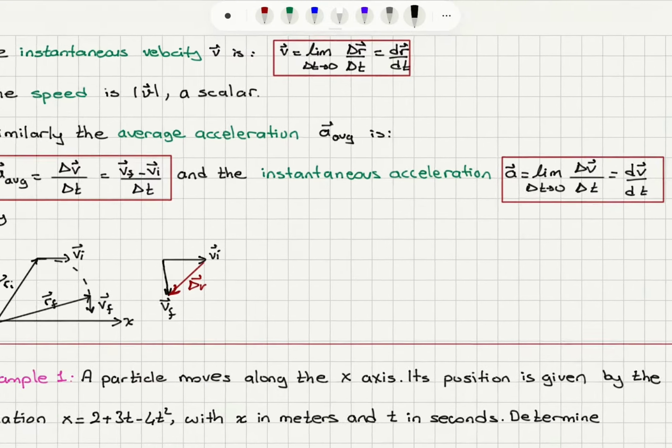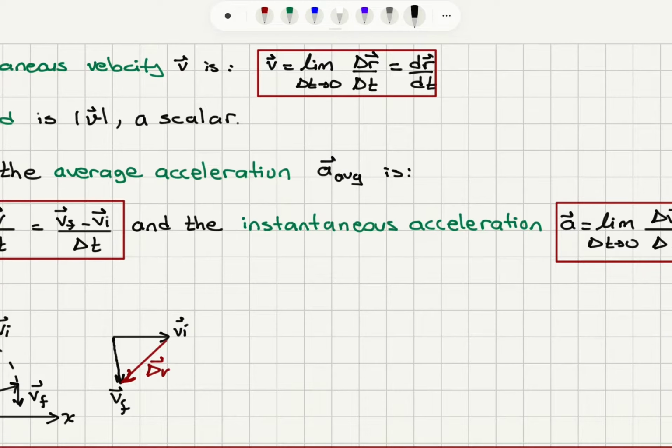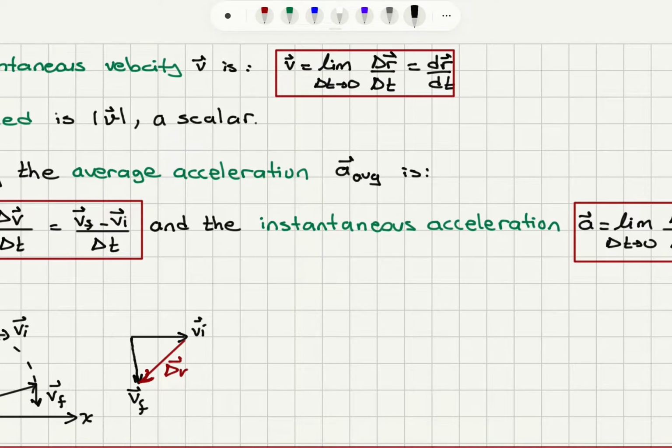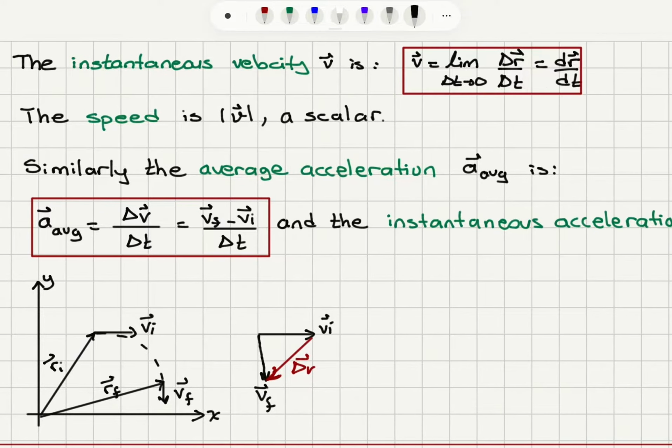The instantaneous velocity will be the limit as delta t goes to 0 of delta r over delta t, which is by definition the derivative of the position vector with respect to time. And if we look at its magnitude, it will be a scalar quantity which we call speed.